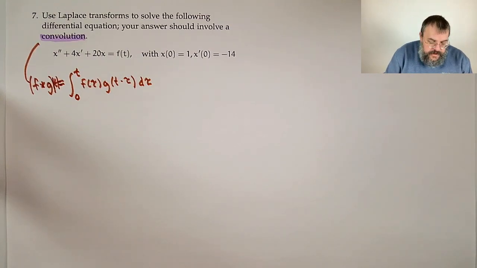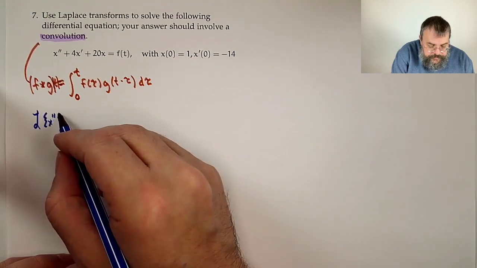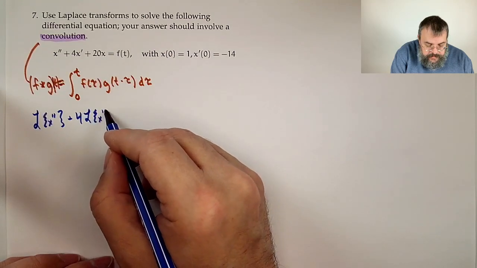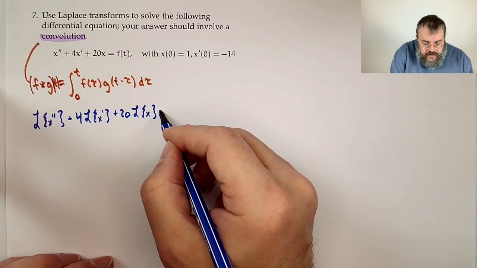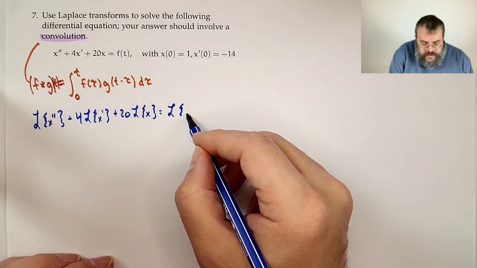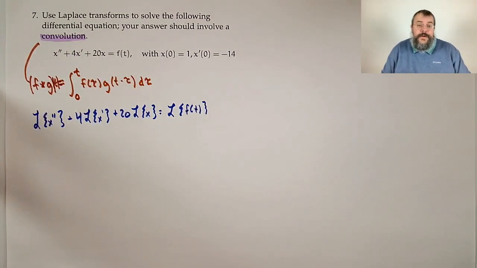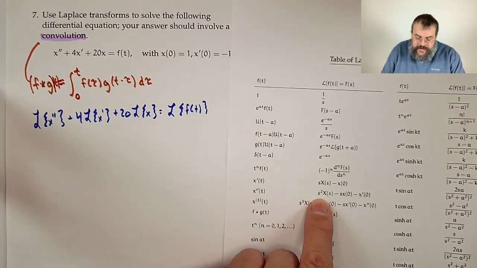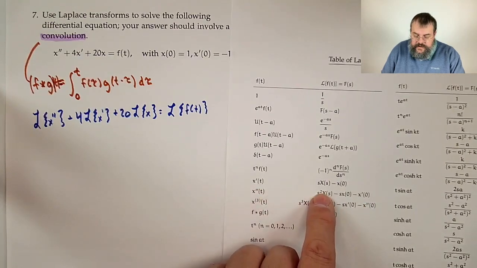We have the following. We're going to take the Laplace transform of x double prime plus 4 times the Laplace transform of x prime plus 20 times the Laplace transform of x equals the Laplace transform of f of t. All right, now, how do you do x double prime and x prime? Well, no surprise, it's on the table. So x double prime, you get your s squared X of s, minus s x of 0, minus x prime of 0.